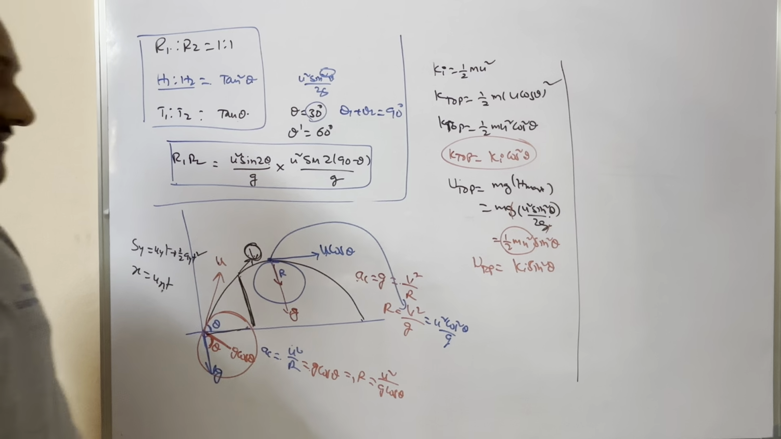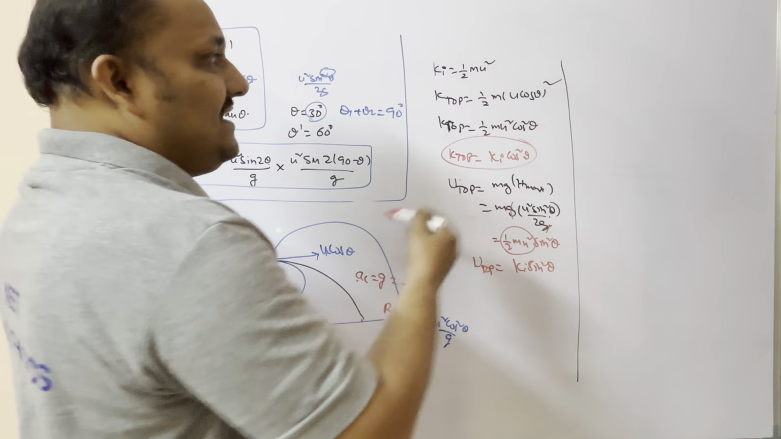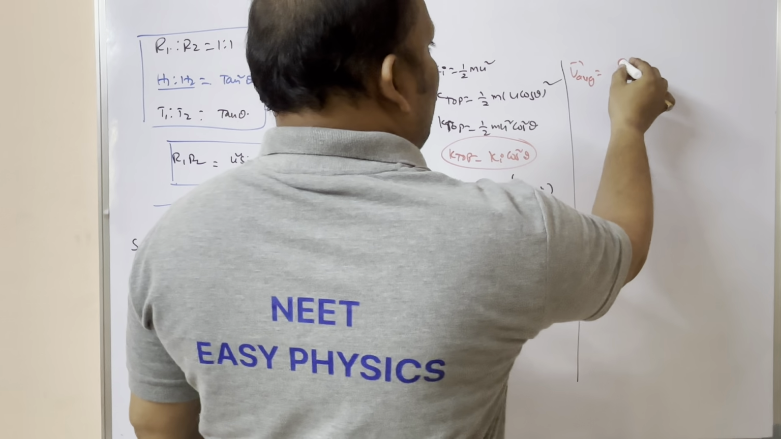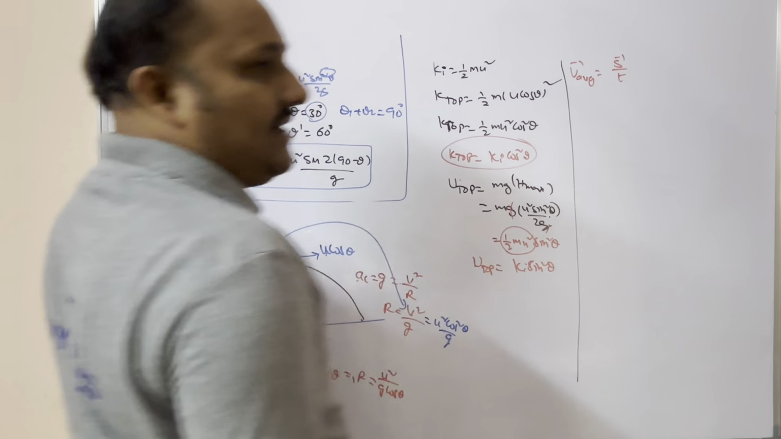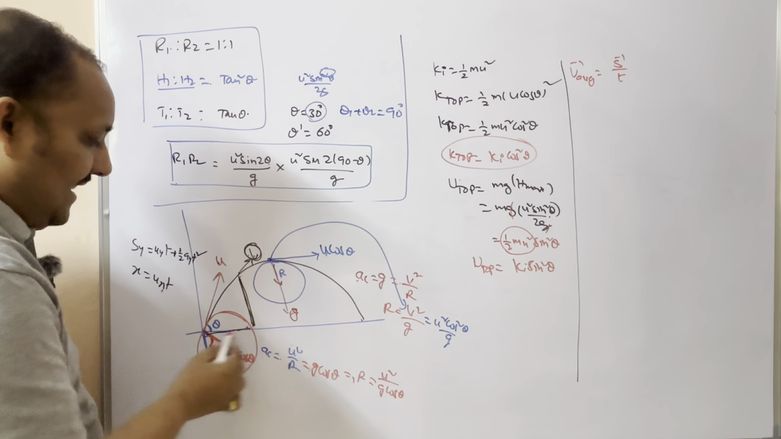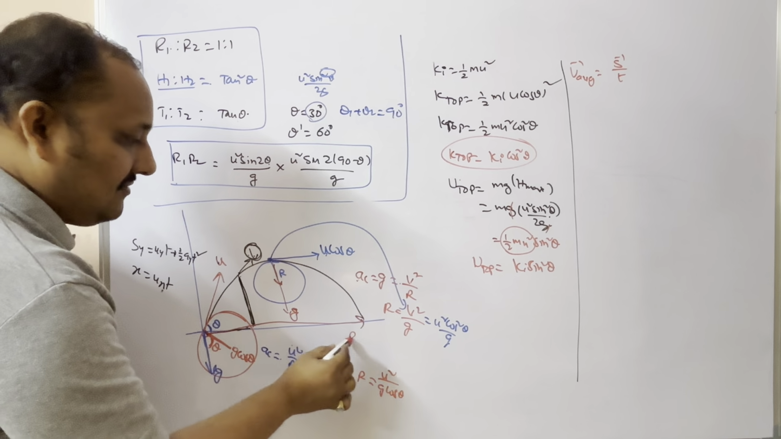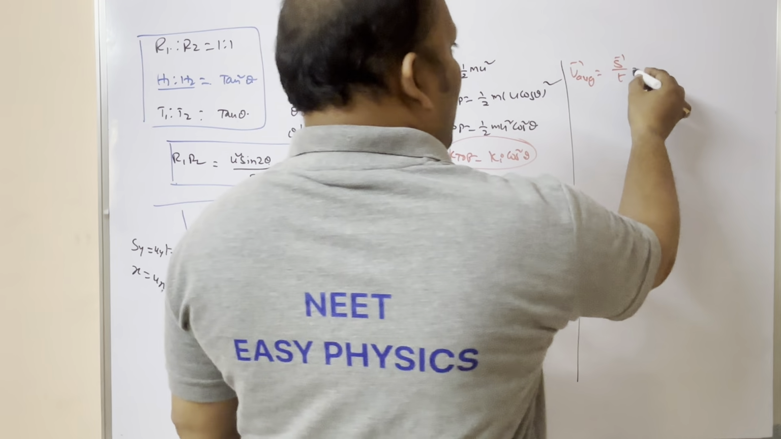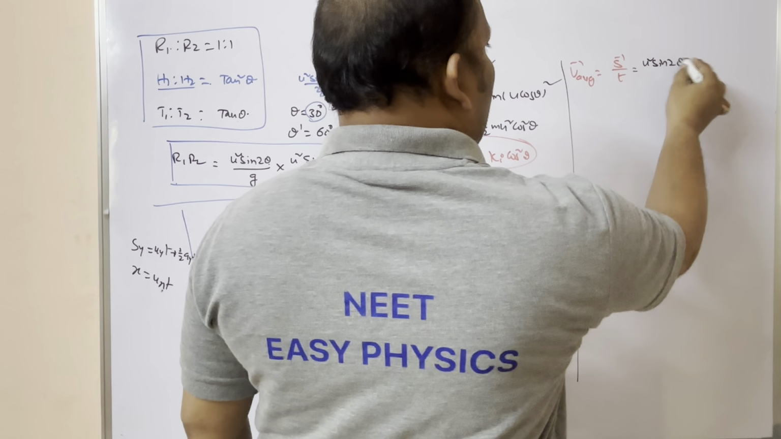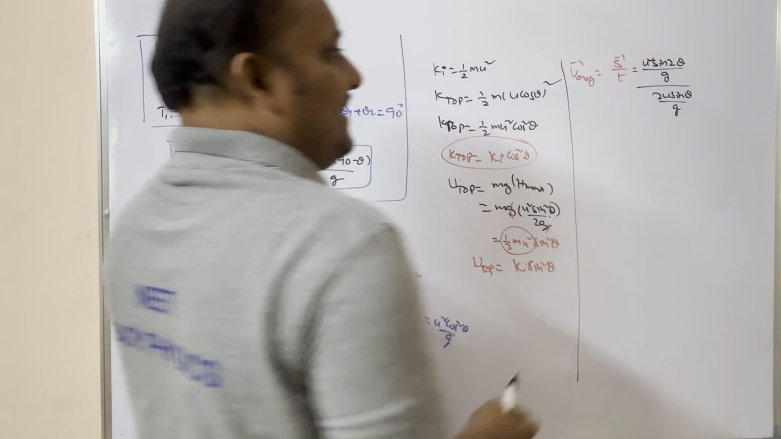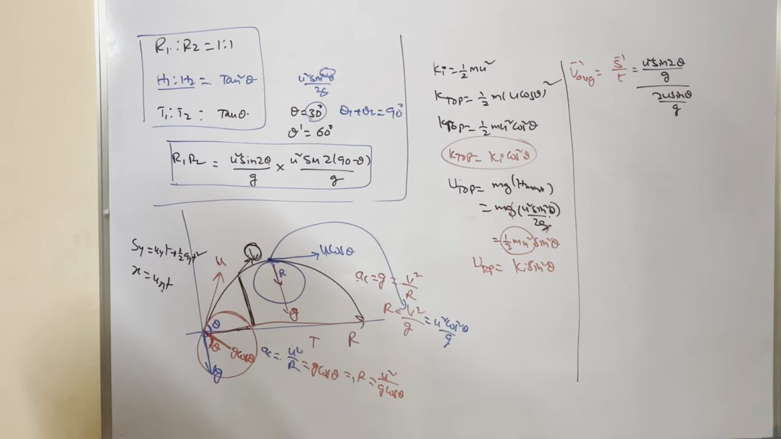Next, what are the average velocity and displacement? What does average velocity mean? The normal definition of average velocity is always total displacement by total time. So what is the average velocity for this entire projectile, they will ask? For the entire projectile, the displacement is r. What is the time taken? Total time. Therefore, r is u square sin 2 theta by g, divided by the total time 2u sin theta by g. So if you calculate, you will get one equation.